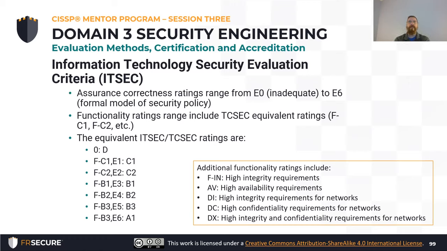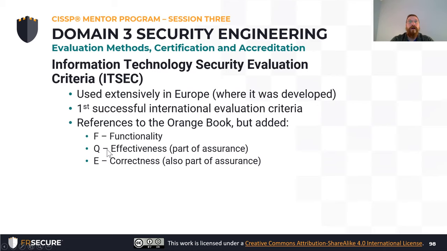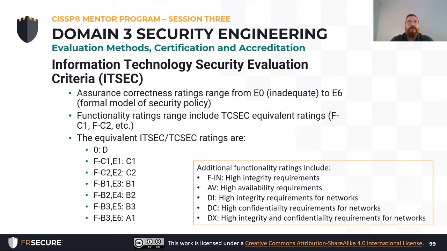Similar to the TCSEC equivalent ratings. So you'll need to know what this actually means. Well, memorize the order on this. Understand high integrity requirements. What are the different levels? Think of going back to the Orange Book and then understanding that it's going to be adding, let me go back, the functionality, effectiveness, and correctness, F-Q-E. So same thing, right? You've got a functionality level and an E level. I don't remember seeing this on here, but you'll want to know what's the difference between the Orange Book and this book. The levels here, the C1, C2, B1, B2, those are all going to be the same as the Orange Book.